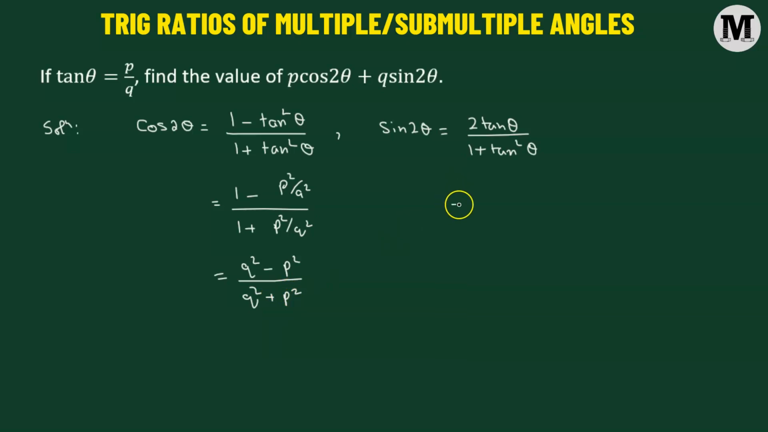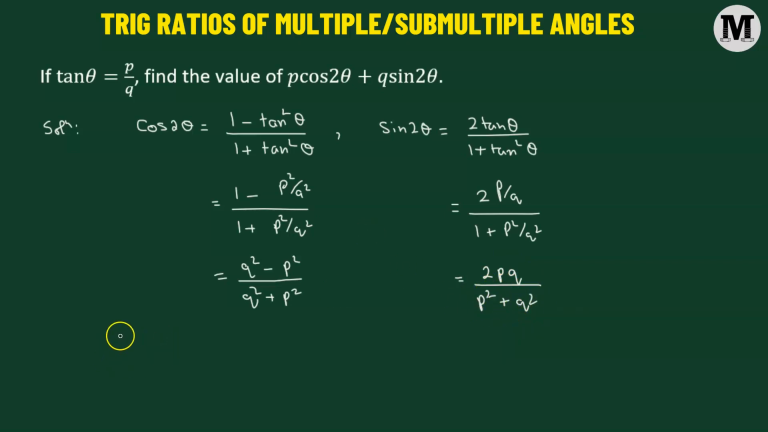Now coming to sine 2 theta, here we have 2 times p over q divided by 1 plus p squared over q squared. Now we're going to multiply both numerator and the denominator with q squared. That gives us 2 times pq divided by p squared plus q squared.